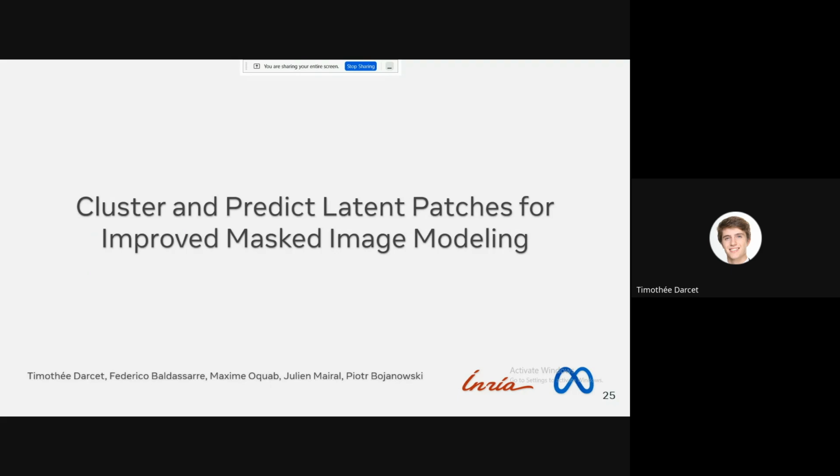Now this was about DynoV2. For the second part of this presentation, we're going to discuss something a bit different, something that's more recent. It's work that I did with my advisors that we published last January, I think. This is called Cluster and Predict Latent Patches for Improved Masked Image Modeling. It's basically a follow-up, and discussing this will allow us to go a bit deeper into self-supervised learning, especially in masked image modeling. This is interesting to understand the landscape of self-supervised learning.